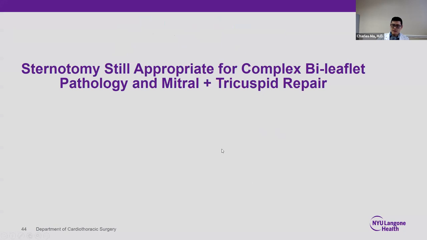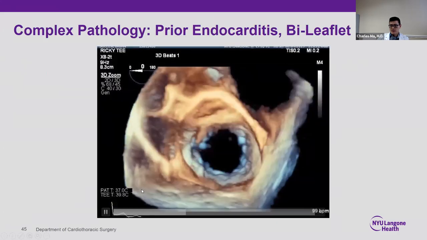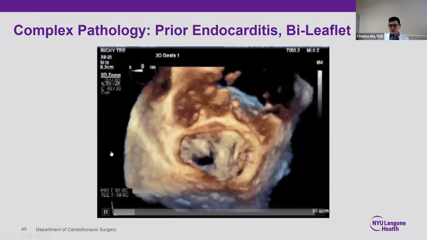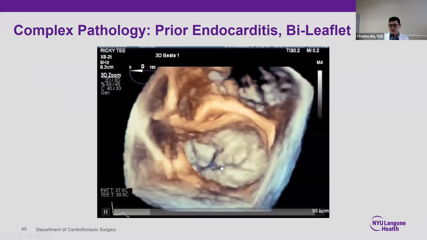Now, is there still a time where a sternotomy is appropriate? Well, absolutely. I think for complex bileaflet pathology with both prolapsing segments of anterior and posterior leaflet, if you need to do a tricuspid repair on top of that, I think that's still the best way to do it. Now, here is an example. This patient had prior endocarditis. He was left with bileaflet prolapse.